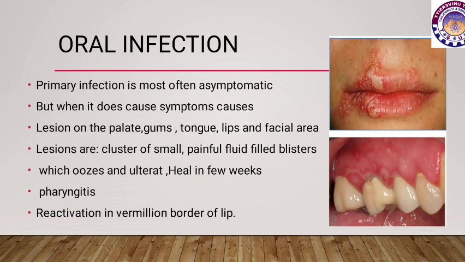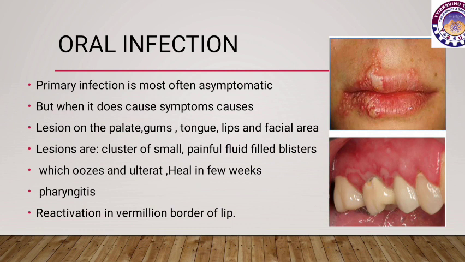It causes lesions on the palate, gums, tongue, lips, and facial area, as well as a fever and enlarged lymph nodes. The lesions themselves are typically clusters of small, painful, fluid-filled blisters that ooze and ulcerate, and then eventually heal after a few weeks. In older children and adults, a common symptom is pharyngitis. Most of the time, like primary infection, reactivation doesn't cause any symptoms.